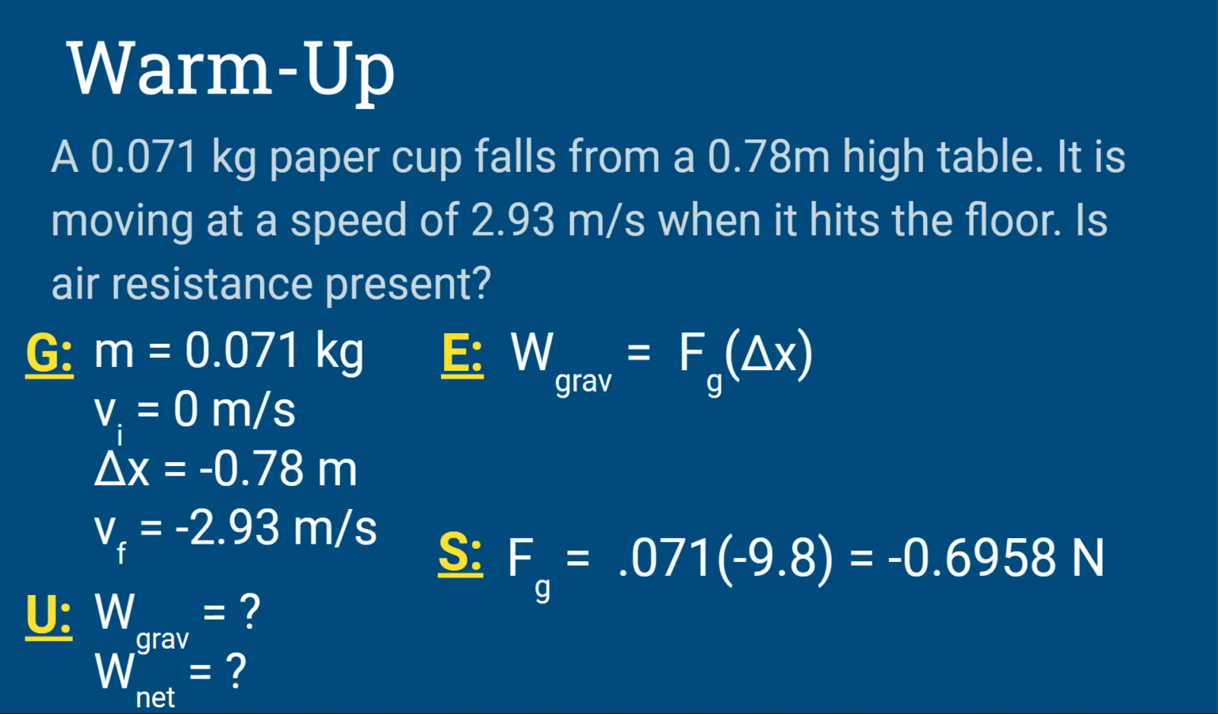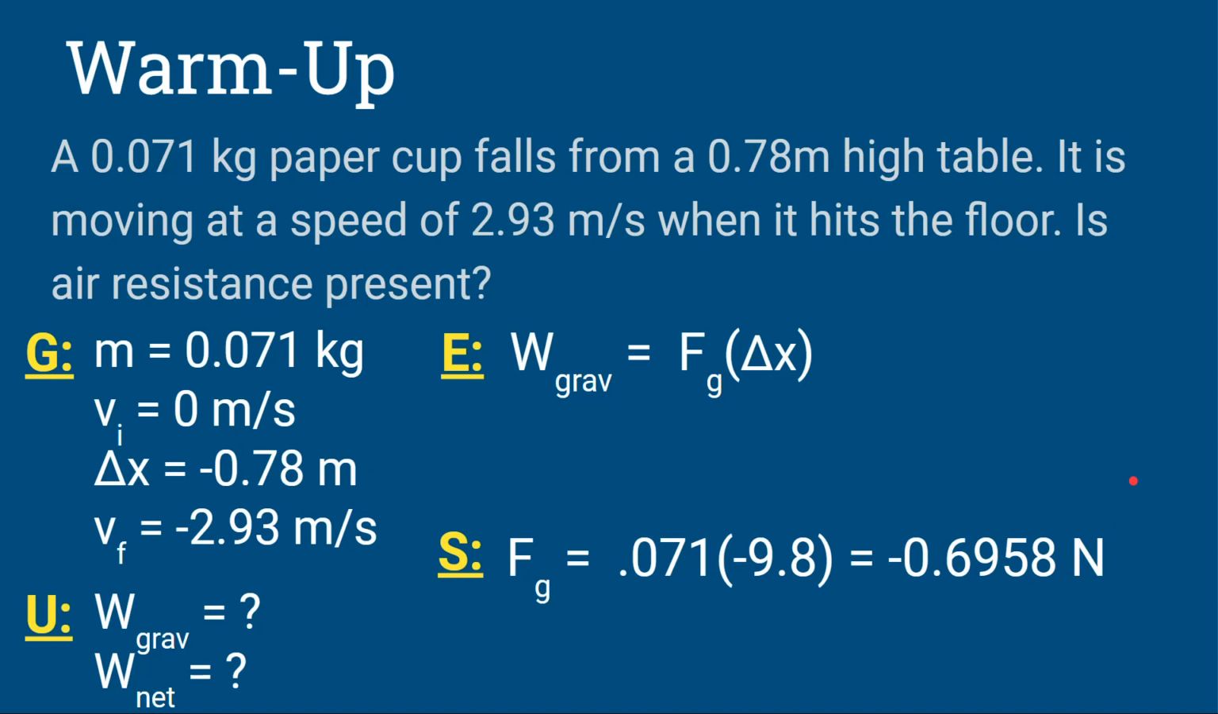So if you're trying to determine work done by gravity or work done against gravity, you'll need to be able to find Fg. Okay, so again, this is mass times gravitational acceleration. That gives me a force of gravity, or a weight force, of negative 0.6958 newtons.